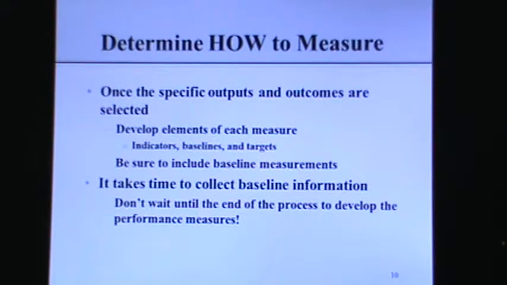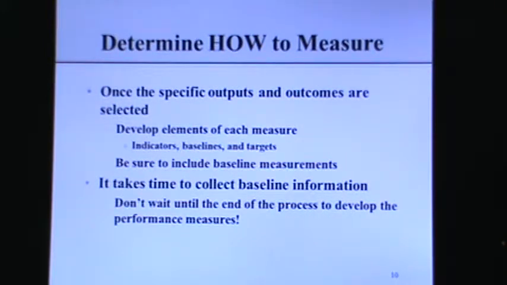Okay, determine how to measure. First you do what, and then you do how. Once the specific outputs and outcomes are selected, you have to develop the elements for each measure, and we'll talk about this in a couple of slides. You have to talk about the indicators for the measure, how we're going to measure it, what units. You have to talk about having a baseline, which is, okay, so what's the number now? What's the data now? And then you have to set targets. It can be annual targets or semi-annual targets, but the targets have to go over the strategic time frame. So we'll set annual targets for the next 5 years.